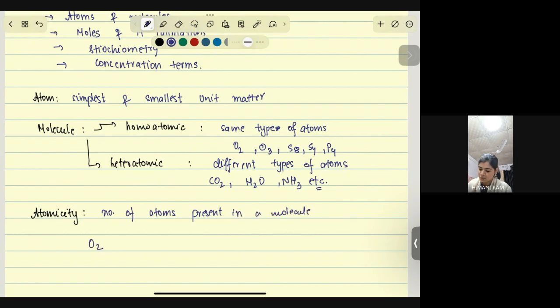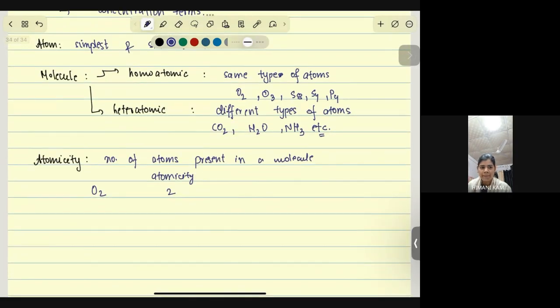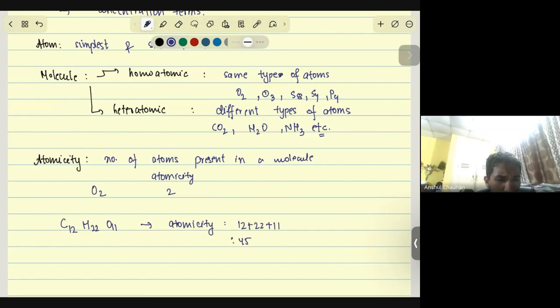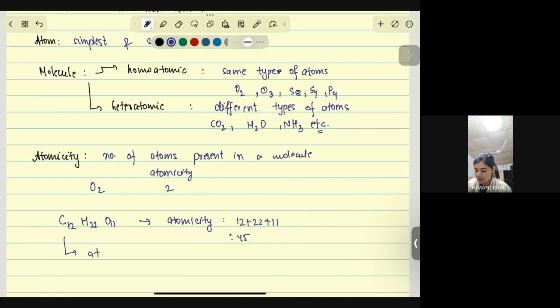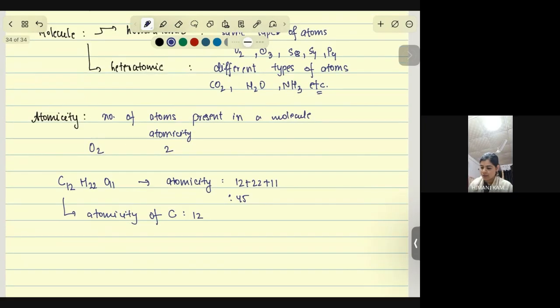For example, in O2, atomicity will be 2. In C12H22O11, the atomicity will be 12 plus 22 plus 11, 45. So a question could be like, what is the atomicity of carbon here? 12. Yes, it is 12. For hydrogen, it is 22, and for oxygen, it is 11. Is it clear?